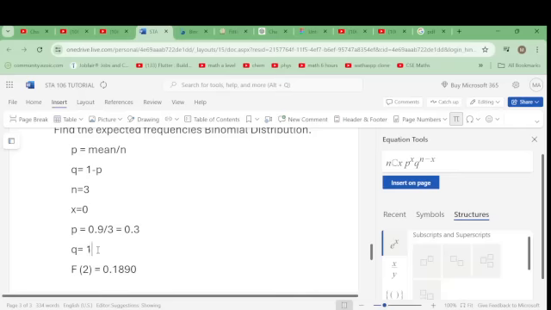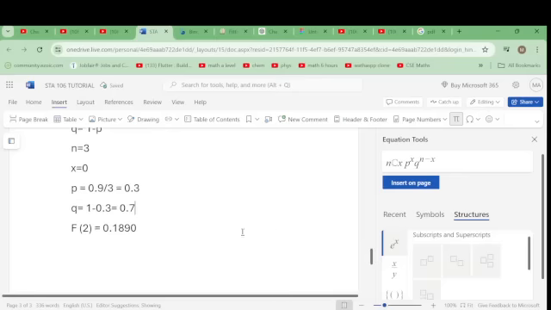So our q is 1 minus 0.3, which is equals to 0.7. You get it? So we have all our data. And we said we can use the table. Now let's use the table to find when f is 0. You get now? So what is our n? Let's go to the table.